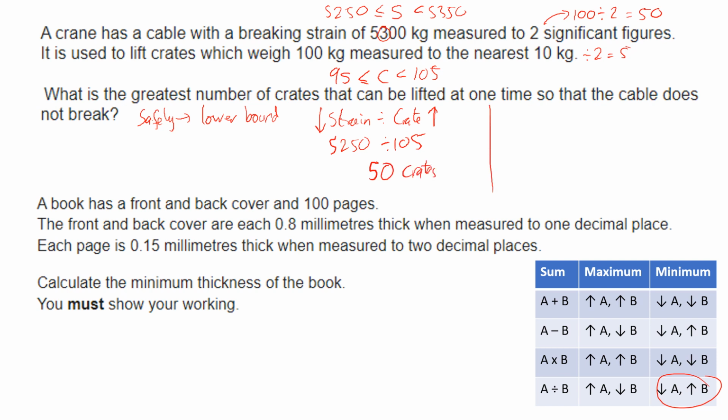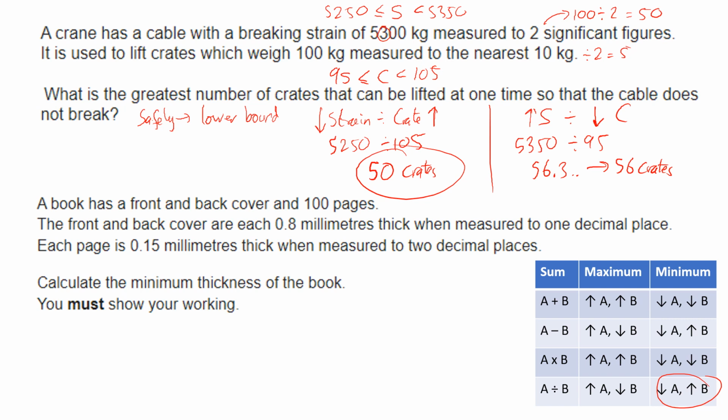Now, just for the sake of comparison, if we were going to find the upper bound, we'd want to do the upper bound for the strain divided by the lower bound for the crates. So we'd be doing 5,350 divided by 95, which would give us 56.3, so 56 crates would be the greatest number that could possibly be loaded on there. I still think it's the 50 that they're after though.